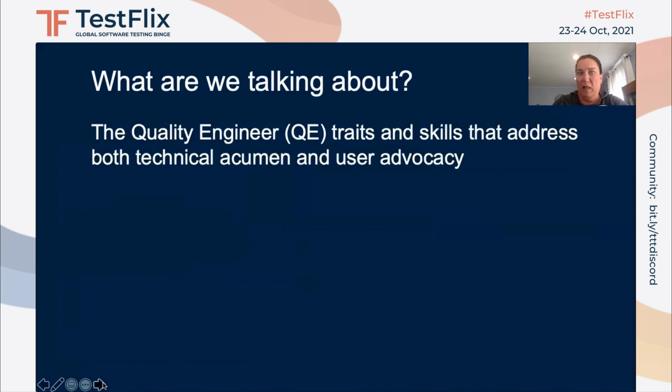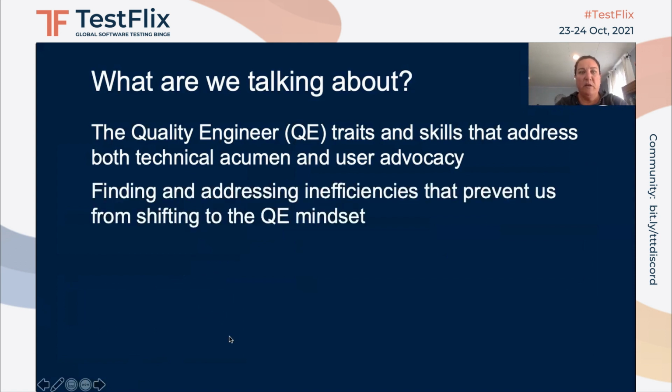We're going to talk about the quality engineer traits and skills that have both technical acumen and user advocacy, and accounting for both of those and balancing specifically both of those. We're going to find and address inefficiencies that generally prevent us from shifting to the QE mindset as well.